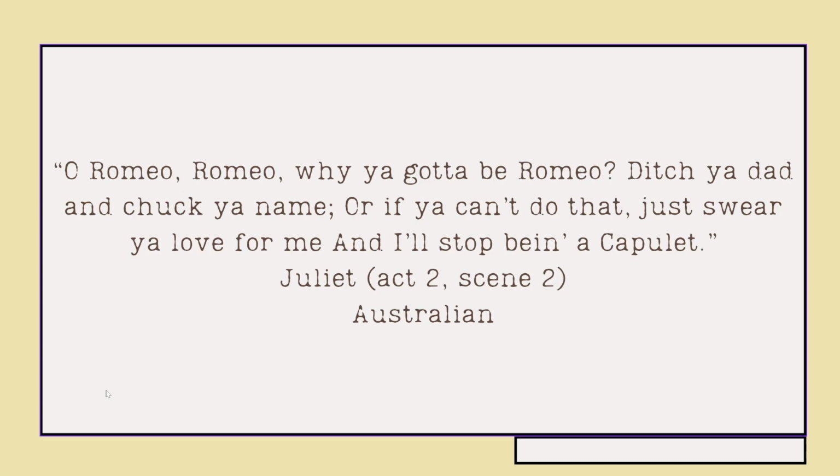Here, we're seeing why you got to be Romeo. We're using different words in different patterns to indicate where this person's from. That's essentially what this is. And when we're talking about this, we're talking about doing it in a way that is easy to identify for the reader.